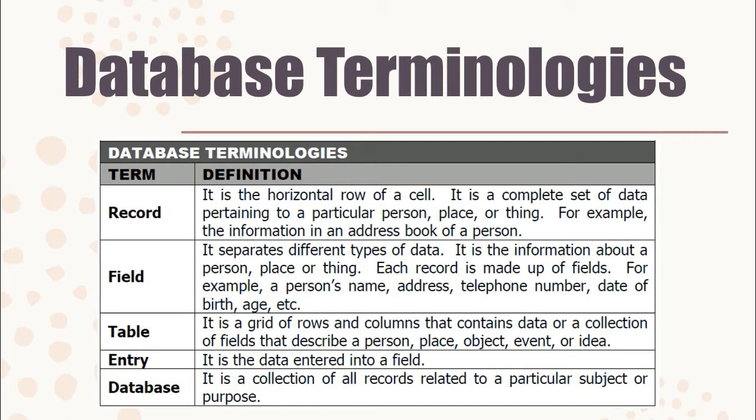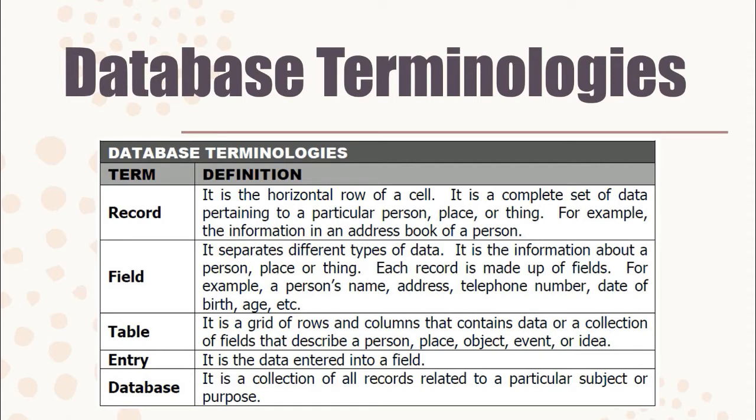The first one is the record. It is a horizontal row of cells. It is a complete set of data pertaining to a particular person, place, or thing. For example, the information in an address book of a person. So, when we say record, ito daw yung ating row. Kung pagdating natin sa Microsoft Excel, di ba meron tayong columns and rows. Pagdating naman sa ating Microsoft Access, ang ating rows ay tatawagin nating record.